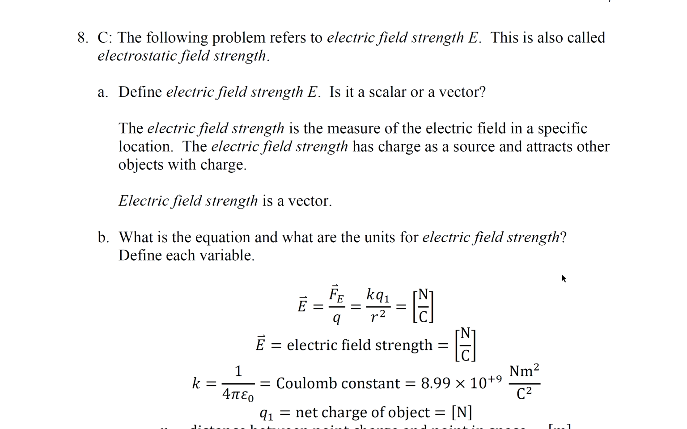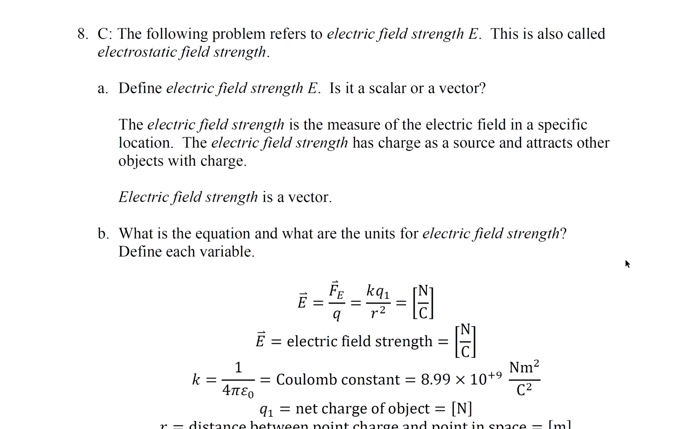Question 8. The following problem refers to electric field strength E. This is also called electrostatic field strength. Part A. Define electric field strength E. Is it a scalar or a vector? The electric field strength is a measure of the electric field in a specific location. The electric field strength has a charge as a source and attracts other objects with charge. Electric field strength is a vector.